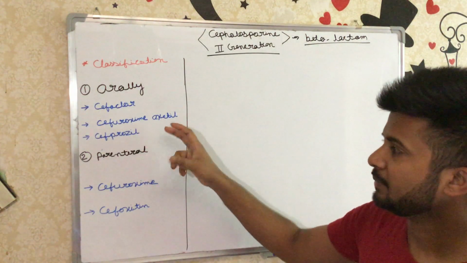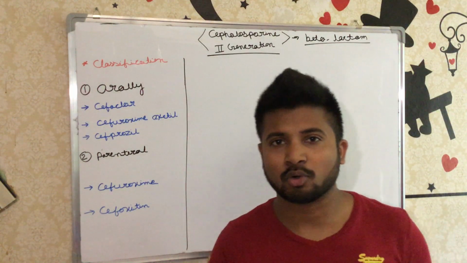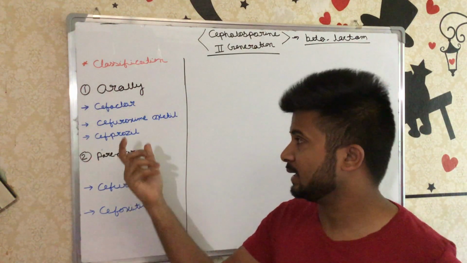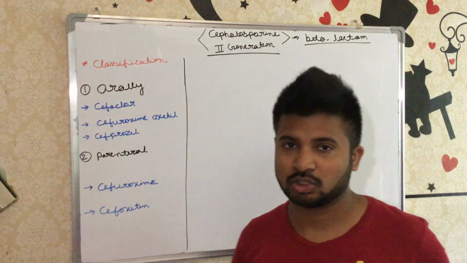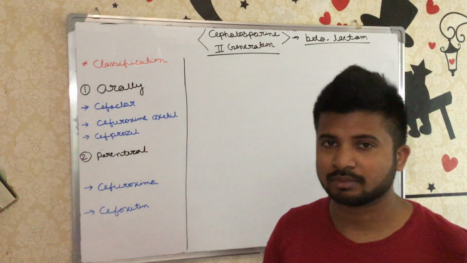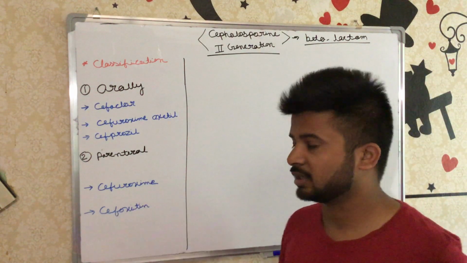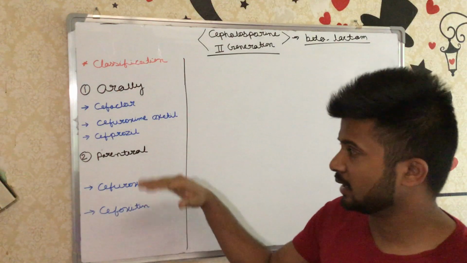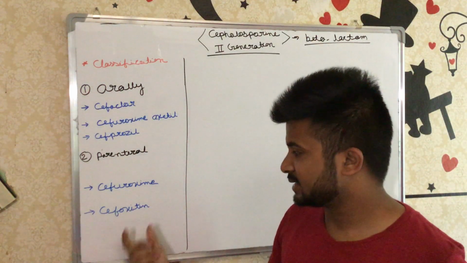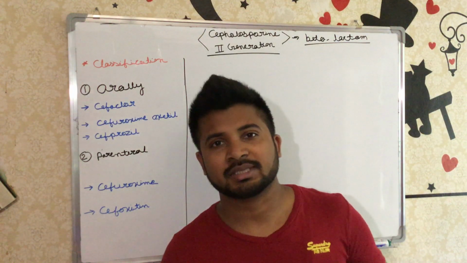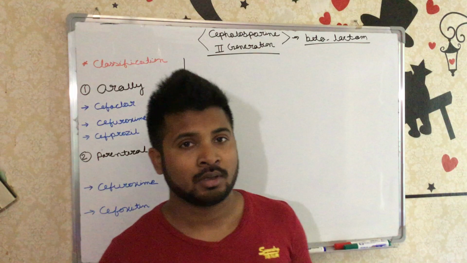But here the axetil means it is structurally different, a little bit changed, and it is a prodrug for oral use. That's why the axetil is mentioned: it is well absorbed orally. Then cefuroxime is parenteral. How we differentiate them, we'll discuss. And the last is cefoxitin. All these drugs belong to the second generation cephalosporins.